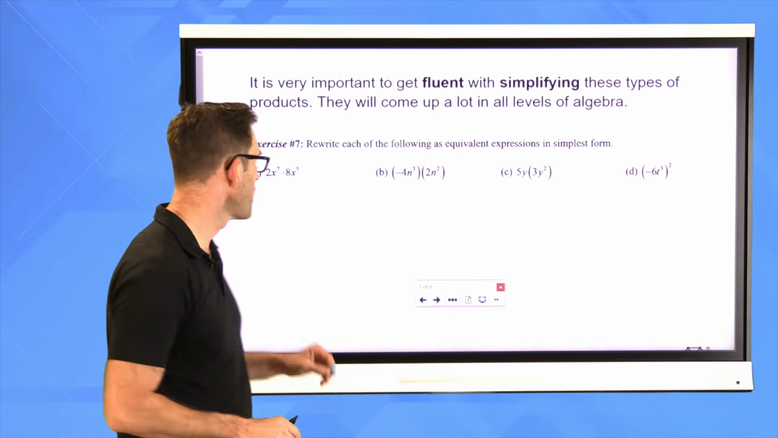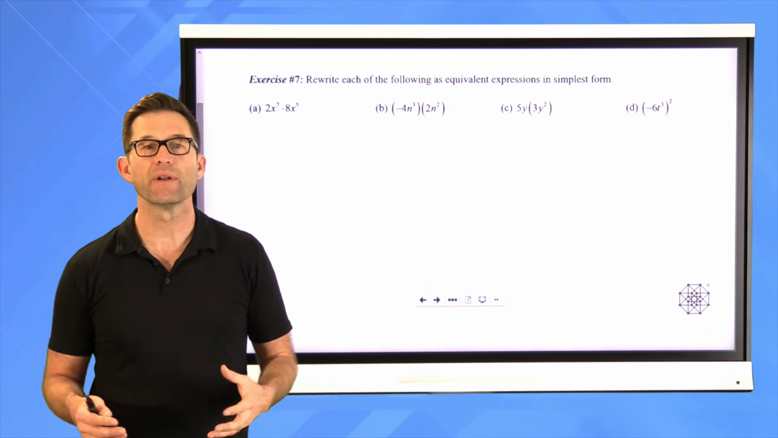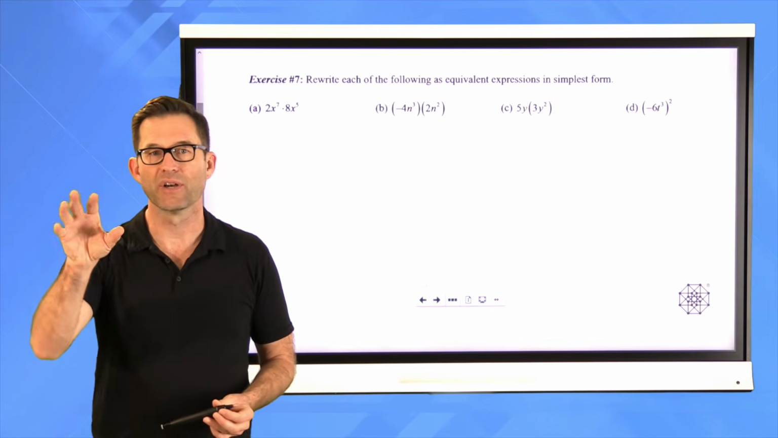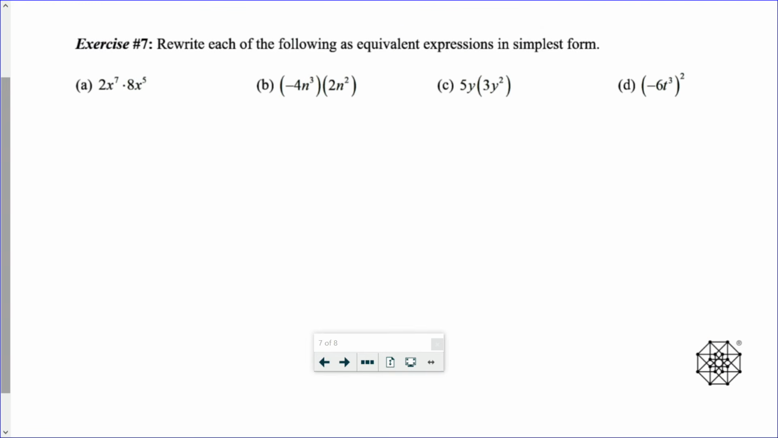All right, so let's talk about this a little bit. I'm going to bring it up to the top of the sheet, right? These are all a version of the last problem that we worked on where we were justifying all the steps. So let's do letter A together. Here I've got 2x to the 7th times 8x to the 5th.